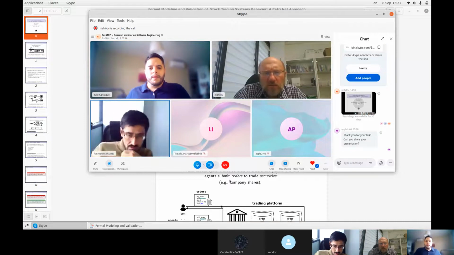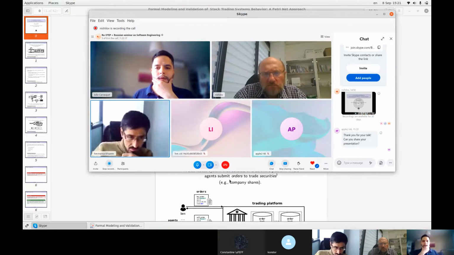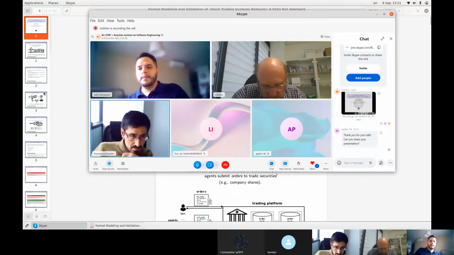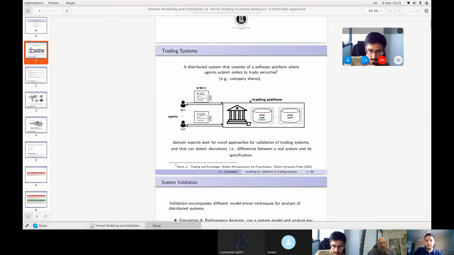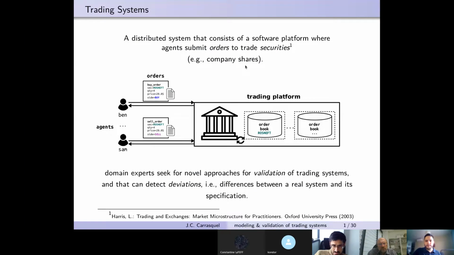I have a question. With respect to the slides, the second slide, you were talking about the trading platform. Do I get it right that in your research you treat the trading platform as a black box, and you basically work with the specification and the messages or logs of network messages? Yes, we can say like that, because a trading platform has a lot of software components.